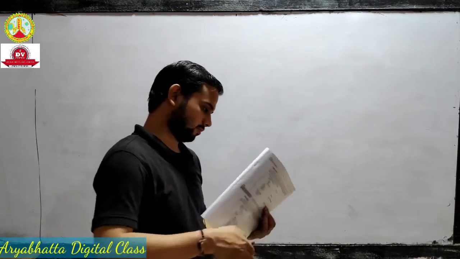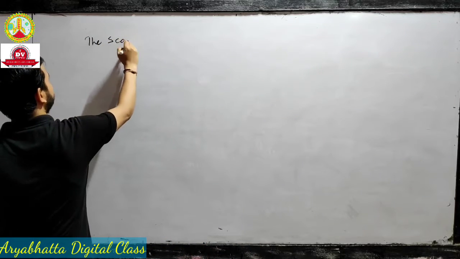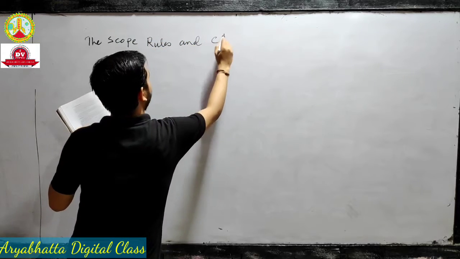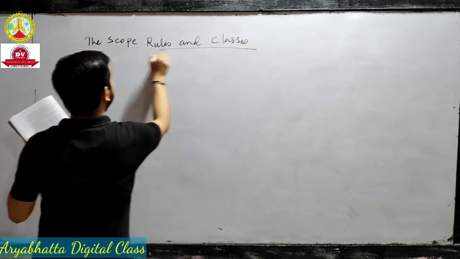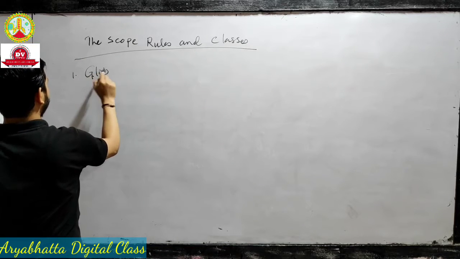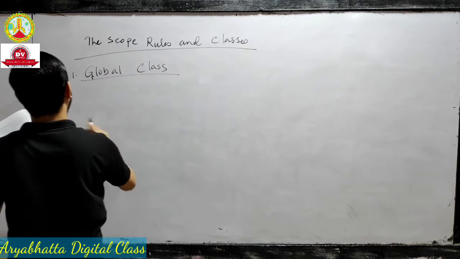Okay. See, the scope rules and classes. And the first one is what? Global. Okay. This is the global class.